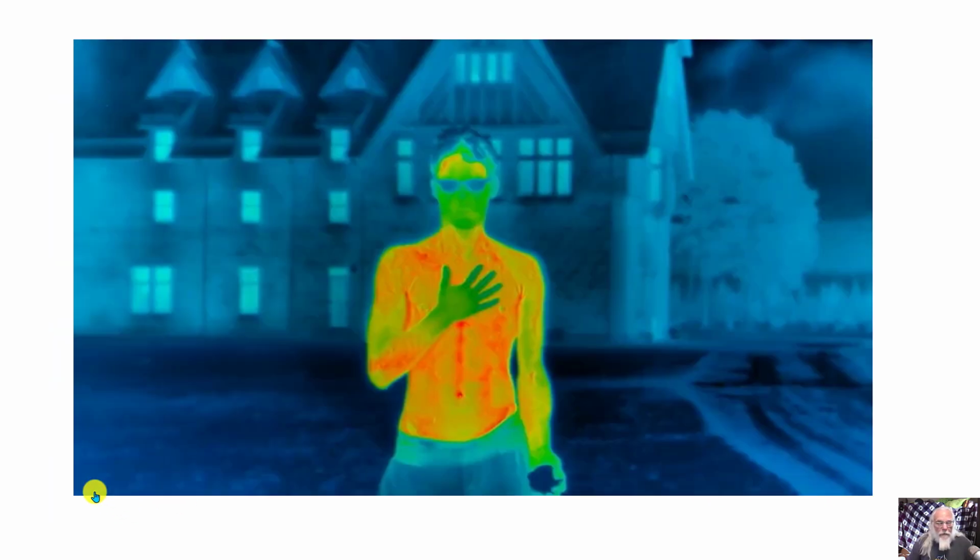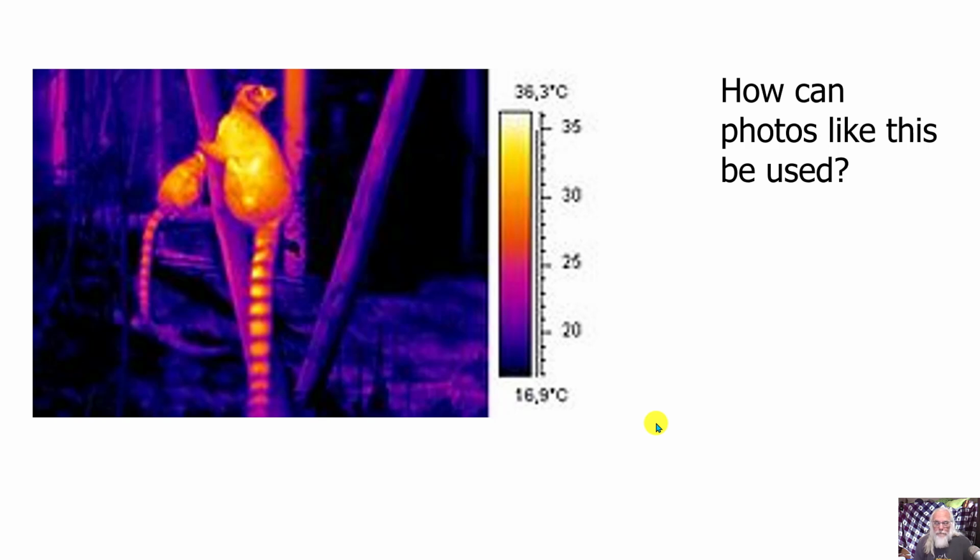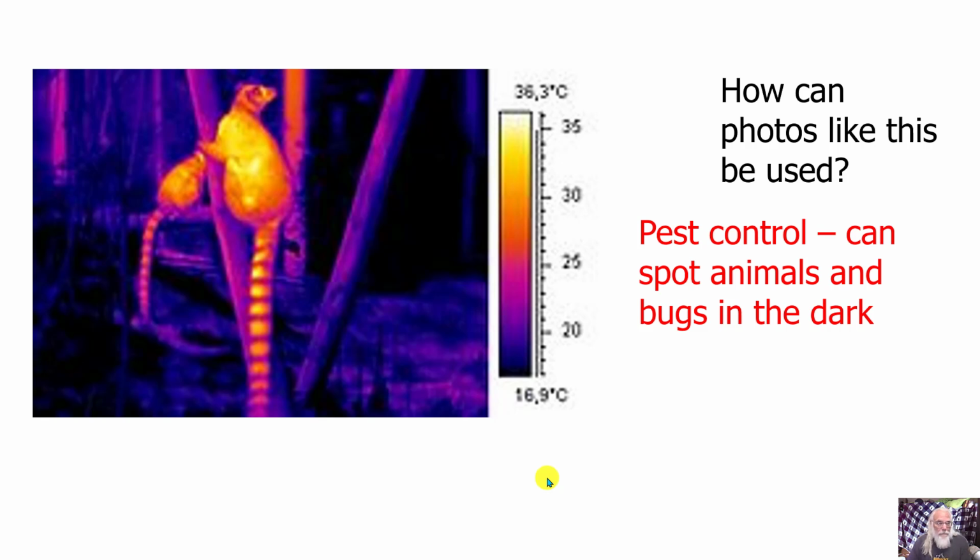In this clip, you'll see that the brighter colors, the red, the yellow, indicate more heat, and the darker colors, the green, the blue, the black, indicate less heat energy being given off, less infrared heat. Photo like this, how could this be used? What do you see in the picture? I think it looks like an opossum to me, or actually two opossums, and these photos can be used for pest control. You can spot these animals that you don't really want in your house in the dark. You can maybe spot bugs in the dark, like maybe dark crevices in your wall, things like that.